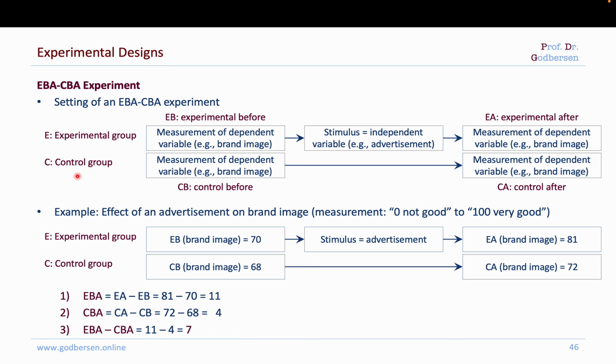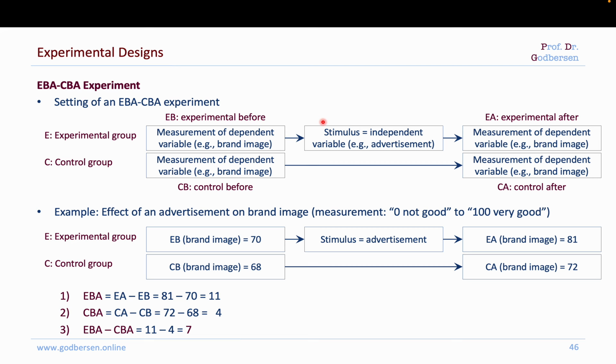Let's assume, for example, we want to measure exactly what I've just told you. Does an advertisement have an impact on brand image? So we measure EB, experimental before, we measure the brand image with the experimental group, CB, control before, we measure the brand image with the control group, our dependent variable.